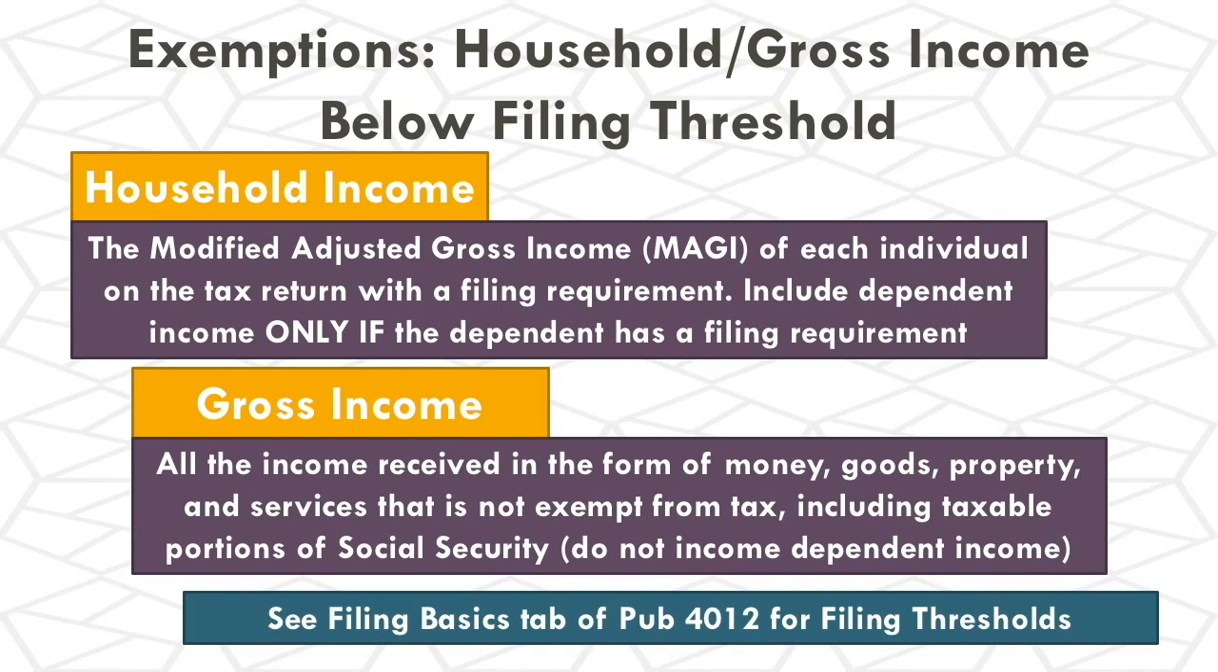So again, you can see the Filing Basics tab of the Publication 4012 to find out what the filing thresholds are. In the tax software, it will show you the filing threshold, and it'll show you the estimated gross income and the household income, and a place for you to enter dependents' income as well. And so you can compare to see if they are below it or not.